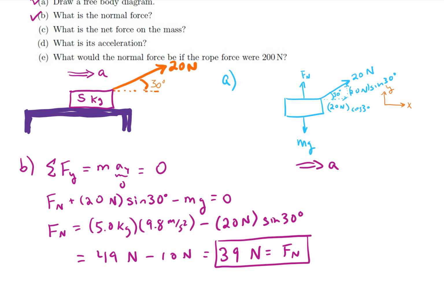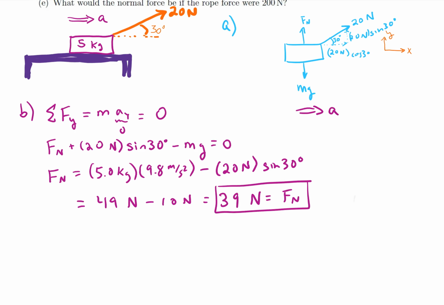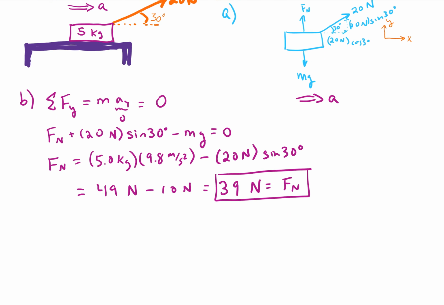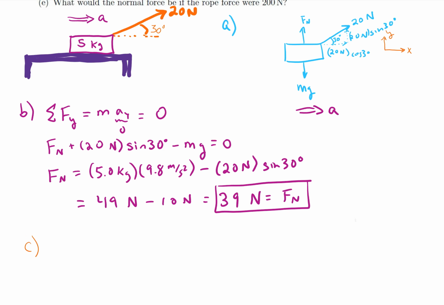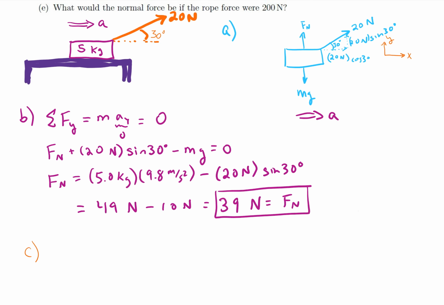Okay, so part C asks, what's the net force on this mass? Like we said before, this mass may be accelerating. In fact, it is probably accelerating in the x direction, but it's not accelerating in the y direction. So if there is a net force, it must be acting in the x direction.